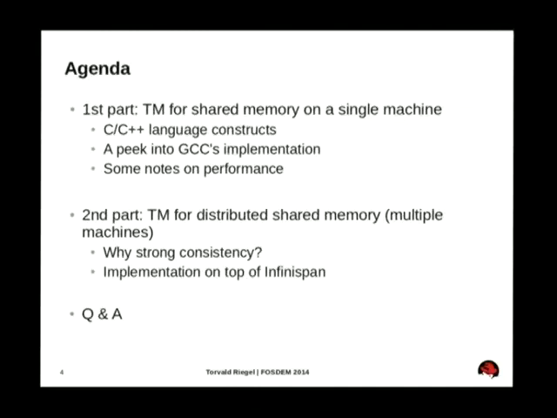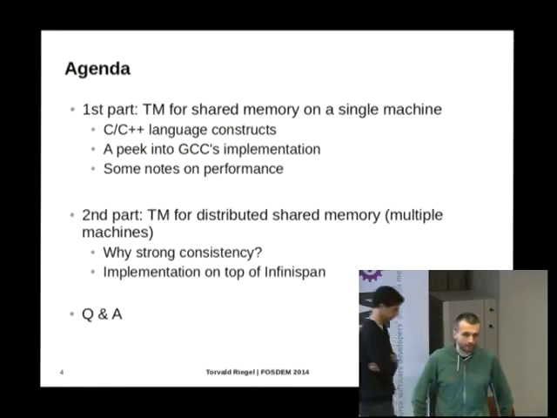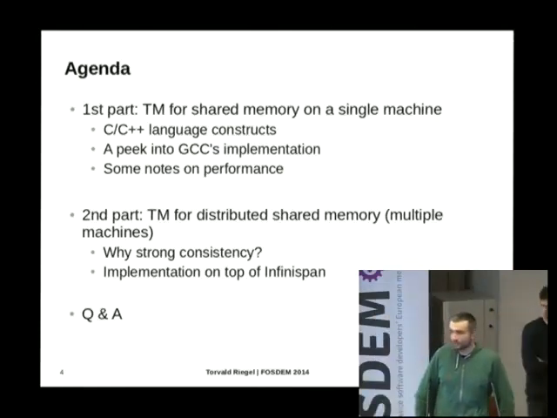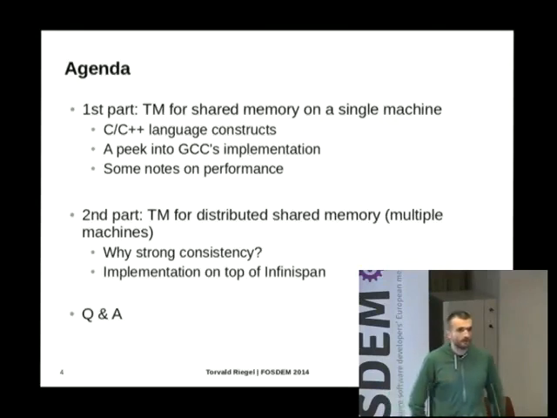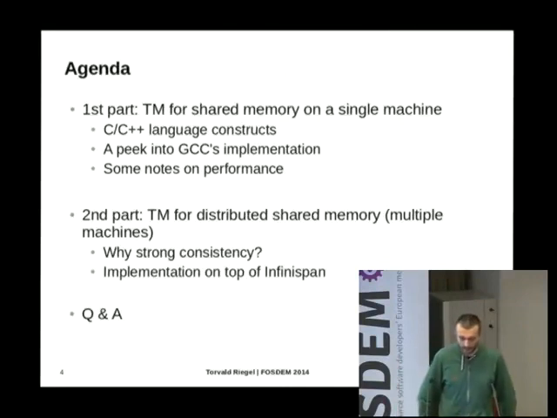So what we're going to do is that we have a first part in which I will talk about TM for shared memory on a single machine. I'll give you an overview of the proposed C and C++ language constructs, I'll give a peek into GCC's implementation of that, and I'll make some comments on performance. Next up, Nuno will talk about TM for distributed shared memory, so multiple machines, but with a shared memory abstraction on them. He will discuss strong consistency and the implementation of Infinispan. Afterwards, we'll have a short Q&A. If there's something very short, a quick clarity question that you have, scream it. If it's short, I'll answer it. Everything else goes at the end, please.